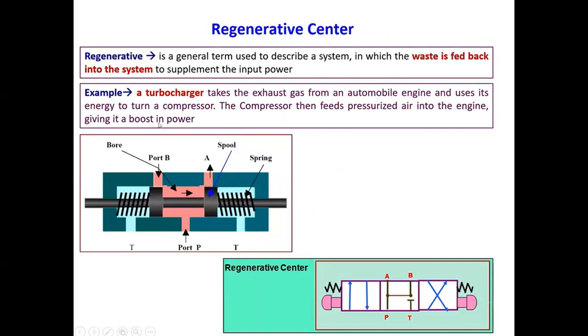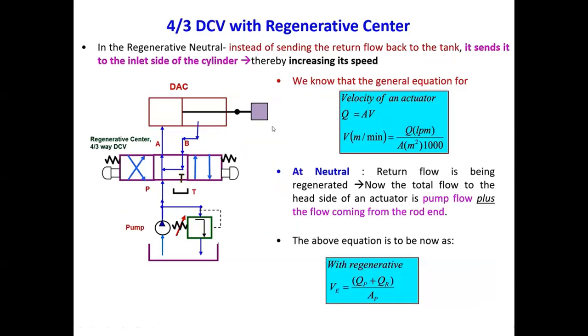Regenerative center is a general term used to describe a system in which the waste is fed back into the system to supplement the input power. Example, a turbocharger takes the exhaust gas from an automobile engine and uses its energy to turn a compressor. The compressor then feeds pressurized air into the engine, giving a boost in power. 4/3 DCV with regenerative center. It is in the regenerative neutral.